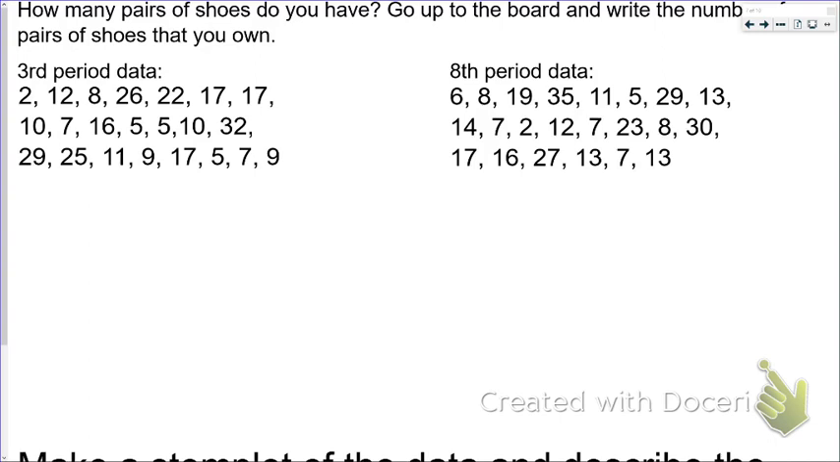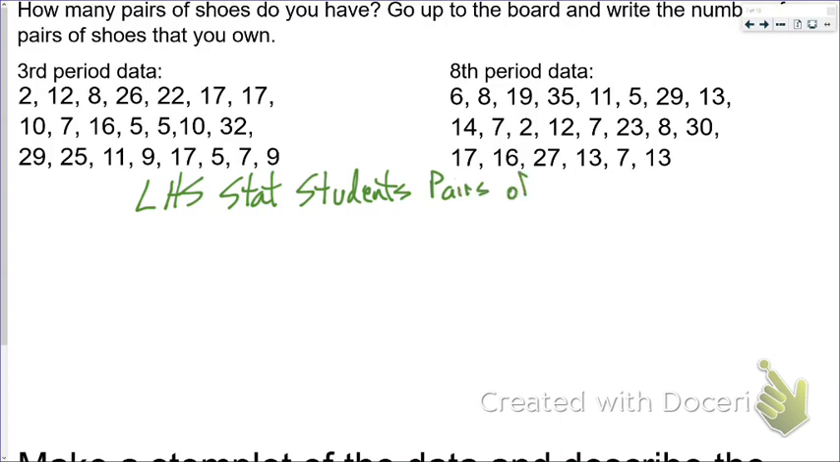So make sure you title it. We could call this LHS Stat Students Pairs of Shoes. Make sure you label which side is which. Over here I'm going to do third. Over here I'm going to do eighth.